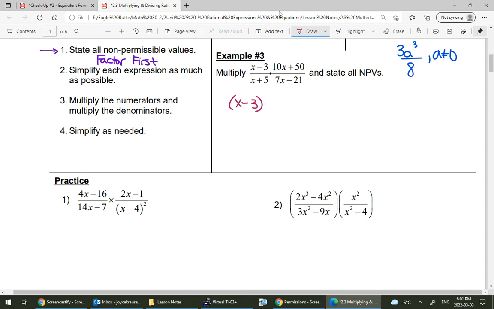We've got 10x plus 50. I can factor out a 10. I'm going to put that in brackets, and that leaves me with x plus 5. In the denominator, I have x plus 5. I'm going to factor out a 7, and then I've got x minus 3. This is the point when we do our NPVs. So we're going to have x cannot be negative 5, and x cannot be positive 3. And now we do some hacking and slashing.